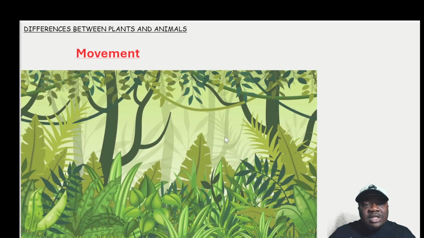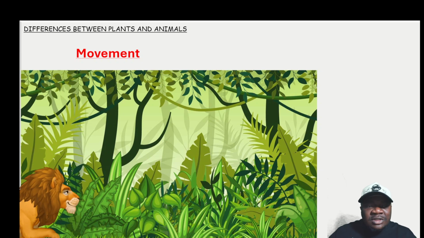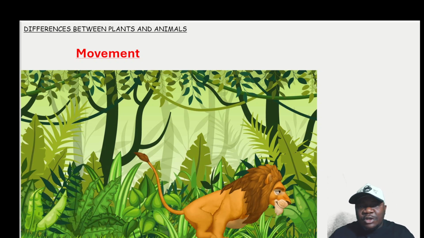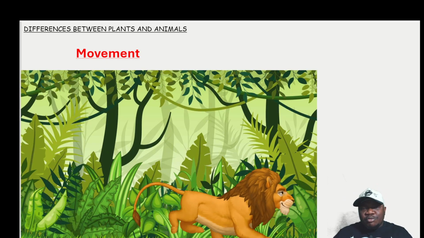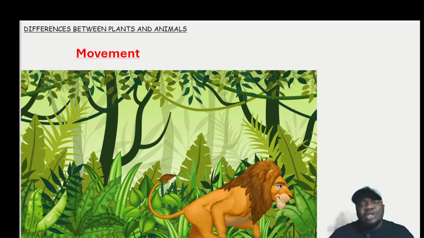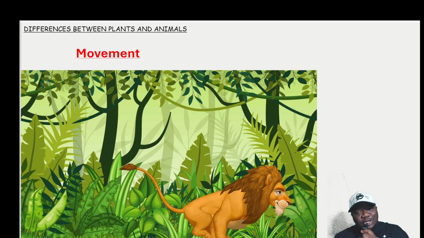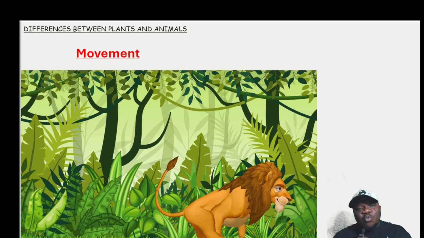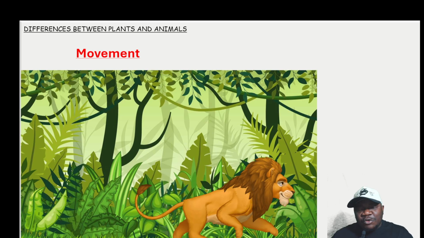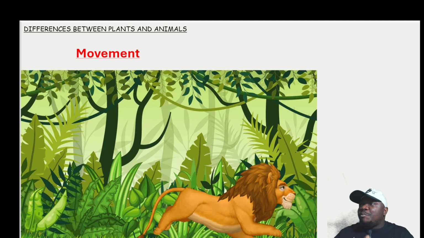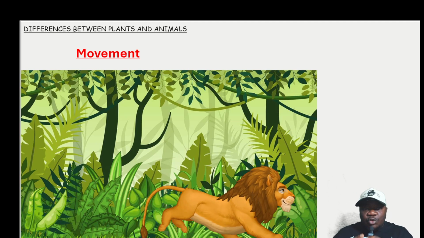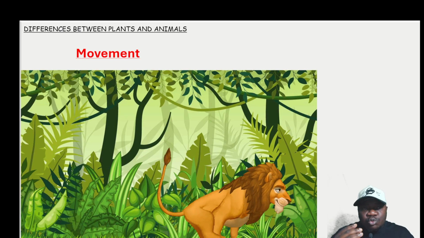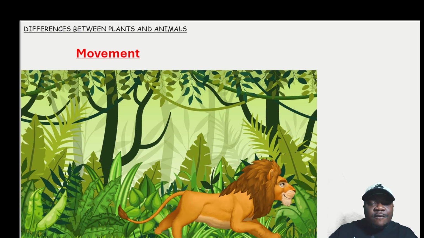All right. So the next one is movement. Animals tend to move. For example, a lion chases after other animals. So if they cannot move, how can they catch their prey? It's not possible. So they need to move from one place to another for them to be able to catch prey. So movement is one very important aspect of animals because they need to move and look for food, run away from predators and all that. So this is one of the good characteristics of animals.